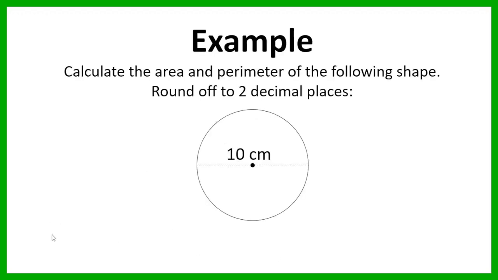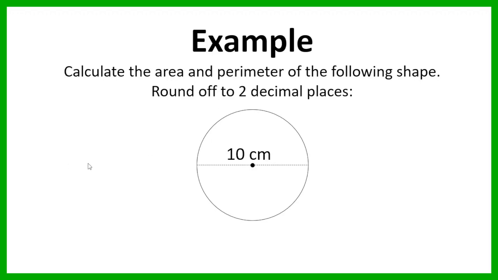The first one we're going to do is this one over here. We have to work out the area and perimeter of the shape. You've been given a circle where they've told you the distance all the way across the circle through the center, which is the diameter, is 10 centimeters. We need to round that off to 2 decimal places. Now, you have to be given that instruction because you are working with pi, which means you're going to have an irrational answer. So you're going to have to round it off.